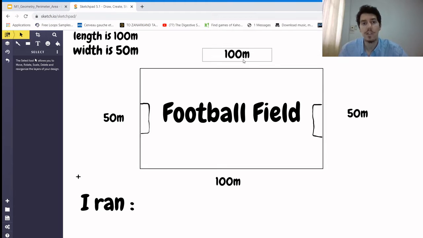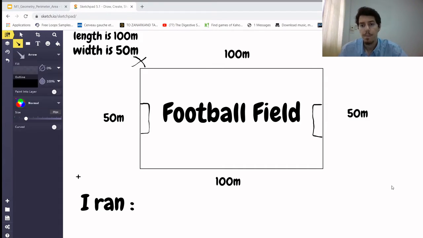I said the length is 100 meters, so the long side of the rectangle is 100 meters. And the width, and remember you can also say the height, but here I say the width of the rectangle is 50 meters. So the smaller side of the rectangle is 50 meters. We got the four sides: the two long sides are 100 meters, and the two small sides are 50 meters.